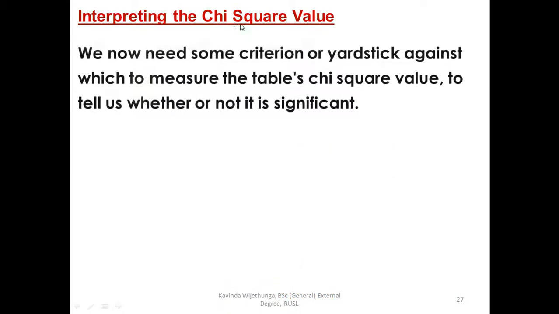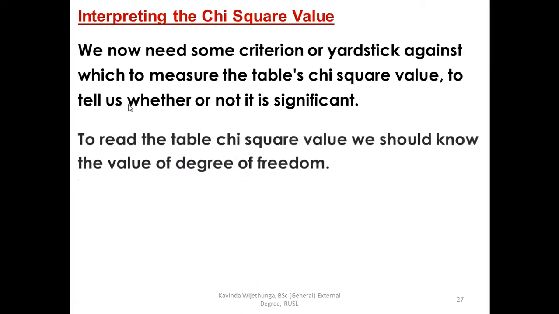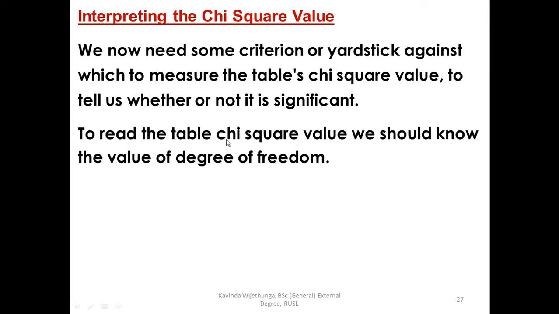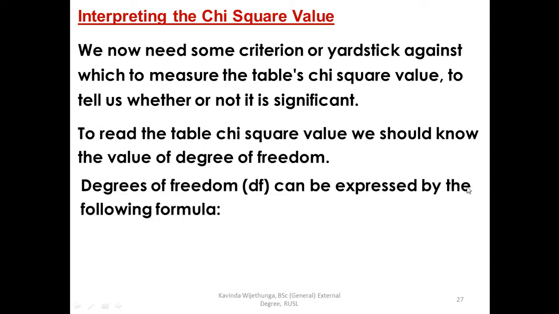Then, interpreting the chi-square value, we need some criterion or yardstick against which to measure it, the table's chi-square value, to tell us whether or not it is significant. To read the table's chi-square value, we should know the degrees of freedom. Degrees of freedom can be expressed by the following formula: degrees of freedom equals number of rows minus 1 into number of columns minus 1.